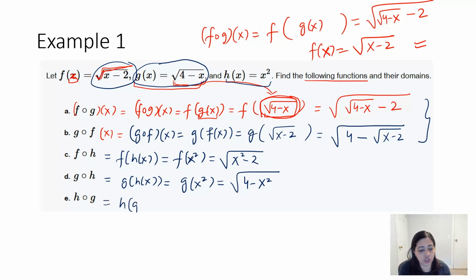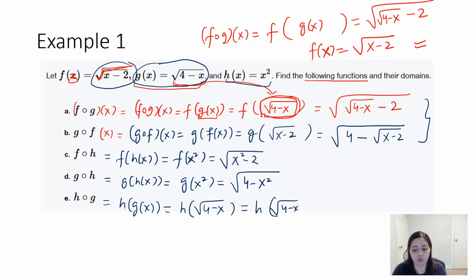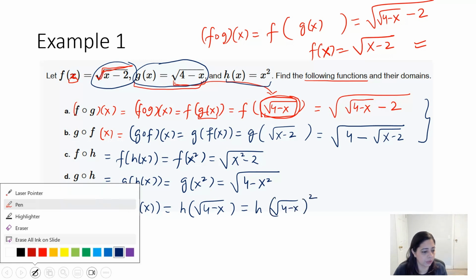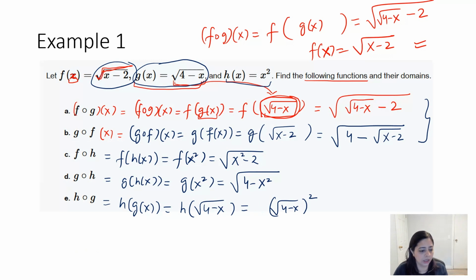Now h of g(x). The definition of g(x) is square root of 4 minus x, and the definition of h is x squared. So instead of x, we have square root of 4 minus x. So square of that, you get square root of 4 minus x, squared. So square and square root cancel each other, and you get 4 minus x.